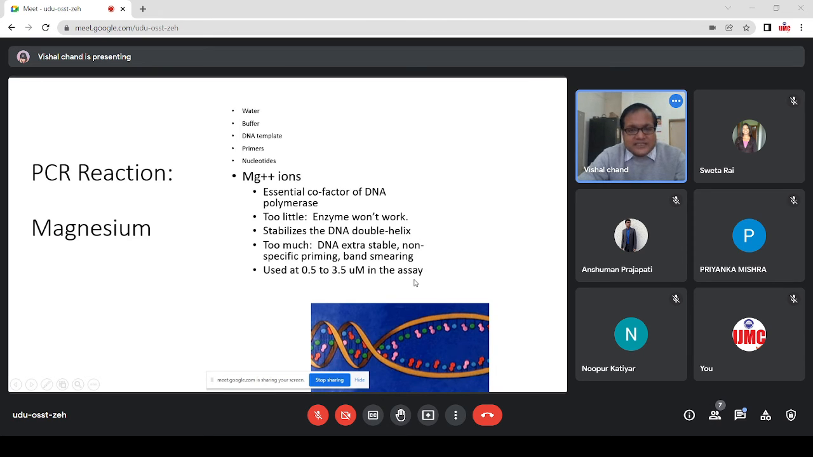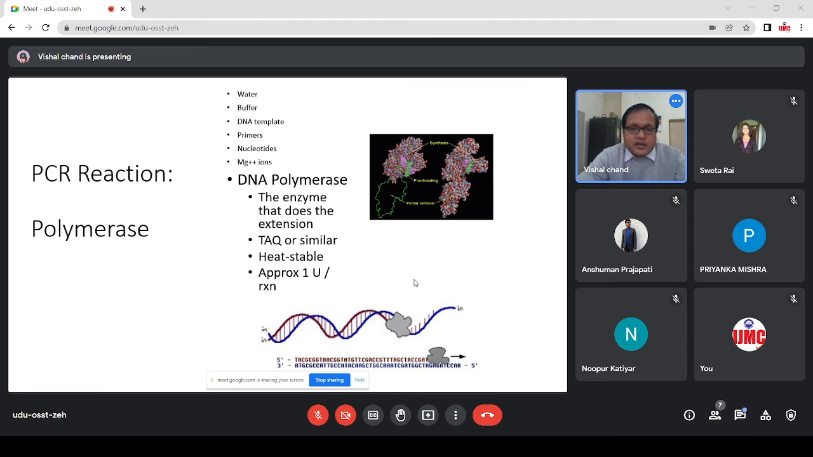micromolar. This is the amount which is required for the magnesium ion. And the most important component is the DNA polymerase, the enzyme that does the extension, Taq or similar, which should be heat stable, with a concentration of approximately 1 unit per reaction. This is the requirement of the DNA polymerase. Two more major things: it should be heat stable, and the approximate concentration is approximately 1 unit per reaction.